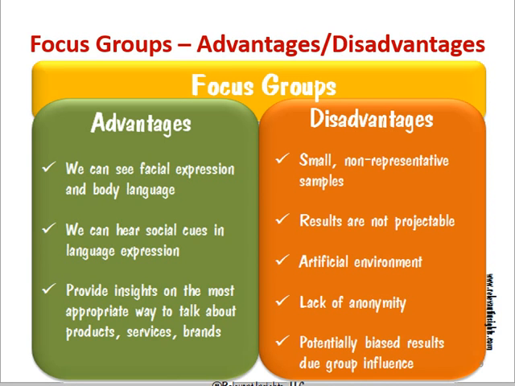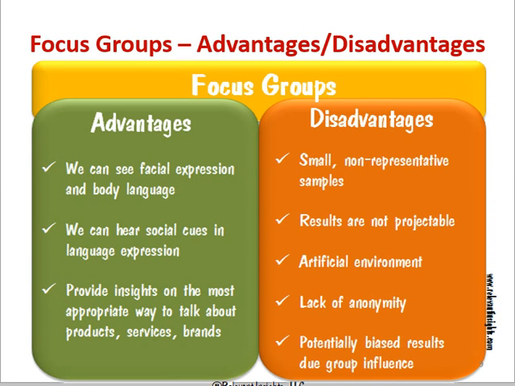results that are not projectable many times, not always, an artificial environment, and lack of anonymity, because everyone can see and identify each other in that particular discussion, so there is no anonymity. In the Wideband Delphi technique in estimation, which we discussed in the previous module, we have anonymity, because you can put your cards on the wall, or you can just speak the number without showing your face.